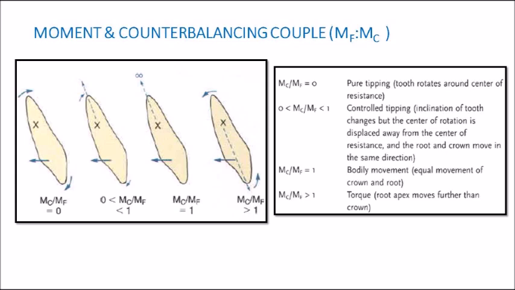So we require either a bodily movement, sometimes the torquing, sometimes the correction of the rotation, sometimes controlled tipping. So depending on the need or the type of tooth movement required, we have to alter this moment created. That is, when we are applying a force, invariably there will be a moment created. So we have to minimize this moment so as to achieve the type of movement that is required for us. So there are two methods of reducing this moment.